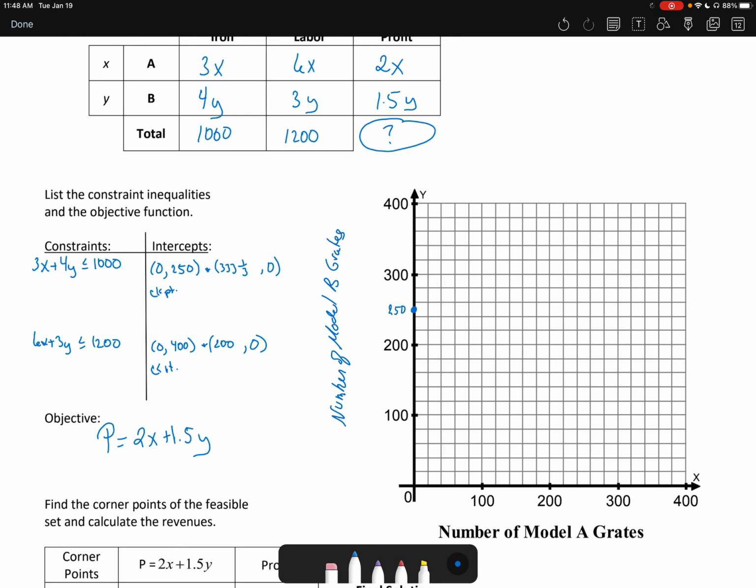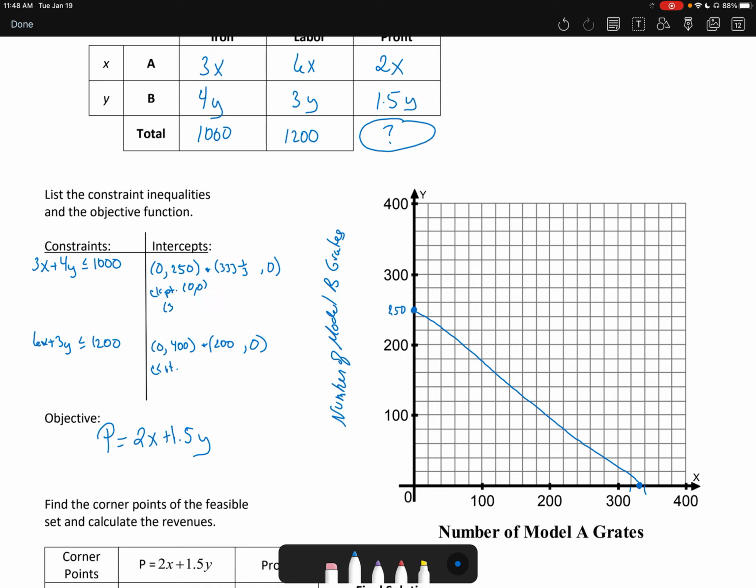And 333, so this would be 320, and this would be 340. So 333 and a third is approximately here. And that is a solid line. If you're drawing these on your own, I definitely recommend getting a straight edge. Okay, so 0, 0 is not on that. So we can check the point 0, 0.